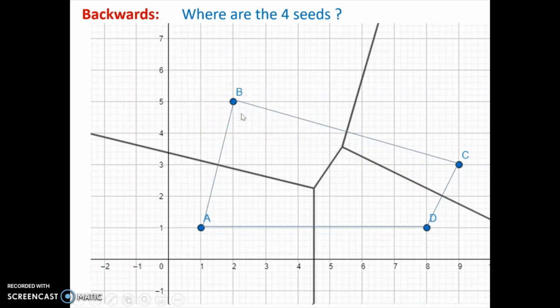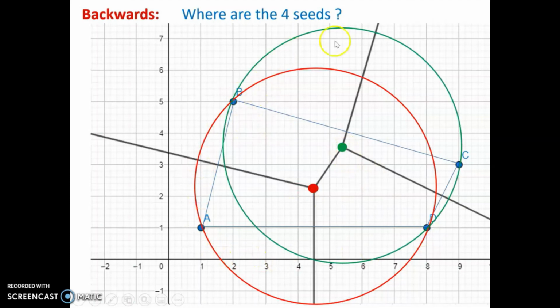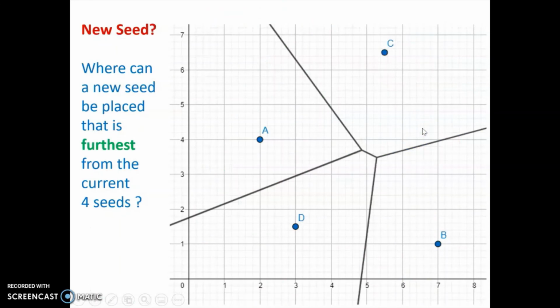But if you connect those, you will notice that the borders of our Voronoi are now perpendicular bisectors for each of the blue segments. All right, and we could draw one circle that passes through 3 seeds, or another circle centered here that passes through these 3 seeds. Let's keep remembering that.